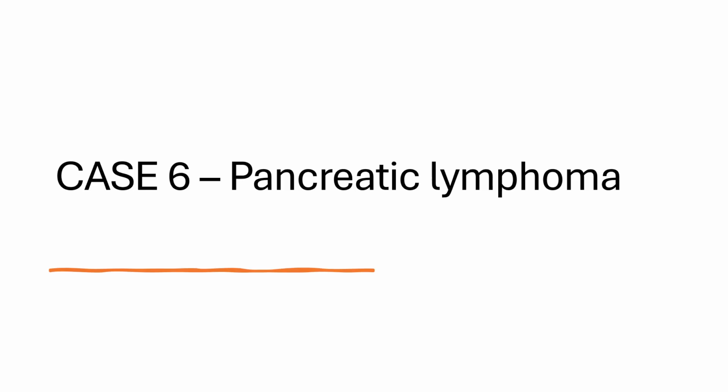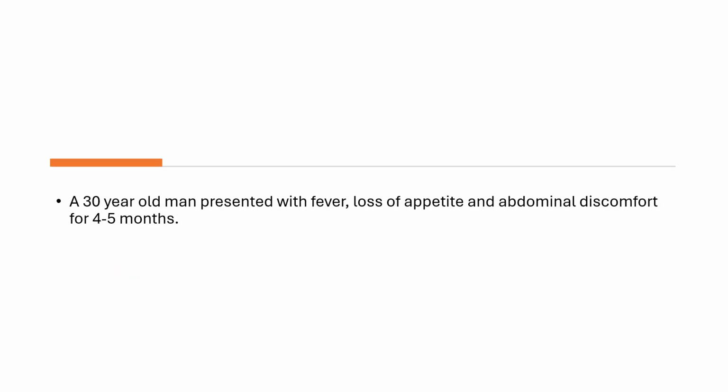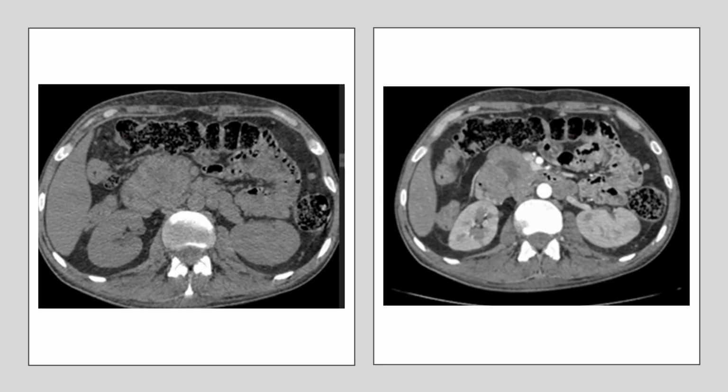The next case is an unusual presentation of lymphoma that was involving the pancreas region, and the patient had no specific symptoms. The patient only presented with fever, weight loss, and abdominal discomfort. So a contrast enhanced CT was performed, and in these axial images we can see a mass in the region of the head of the pancreas, and on post contrast images it is showing homogeneous enhancement here.